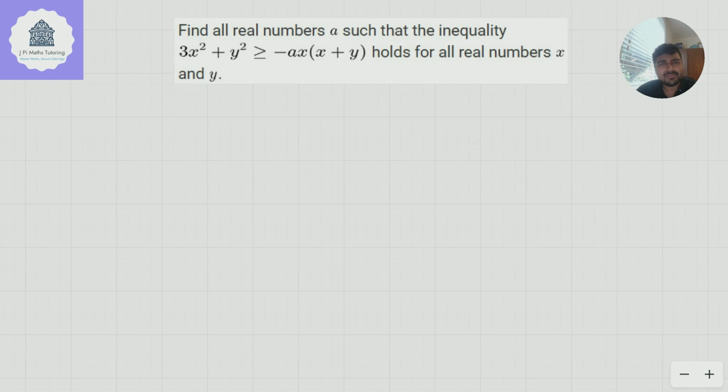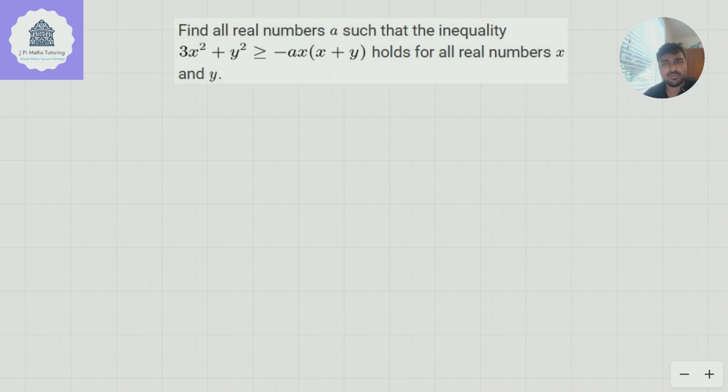A pretty cool problem, and this comes from a Norwegian high school maths Olympiad. We want to find all real numbers a such that the inequality 3x squared plus y squared is at least minus ax times x plus y holds for all real numbers x and y. So we want to find the possible values of the constant a such that this inequality is true regardless of what x and y are. Do give this problem a go.